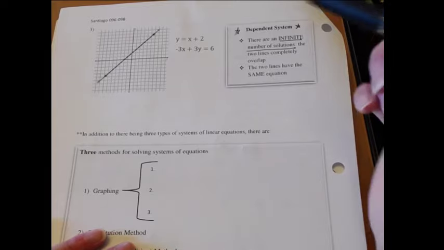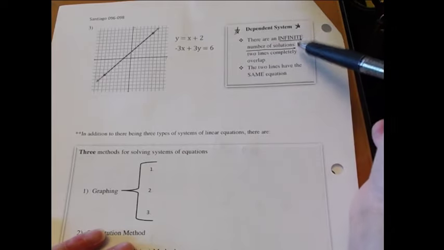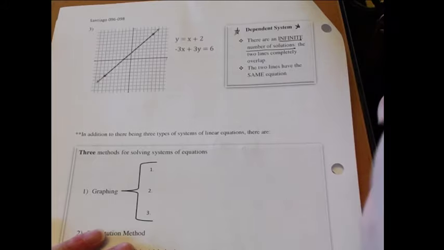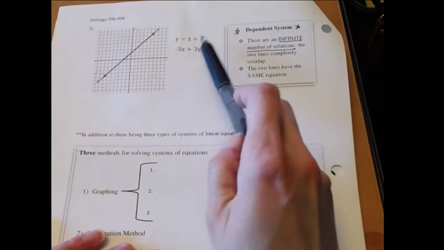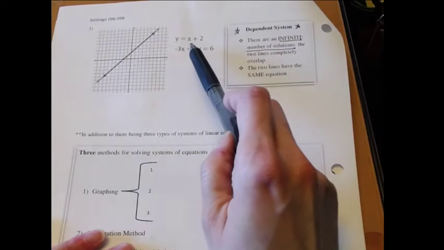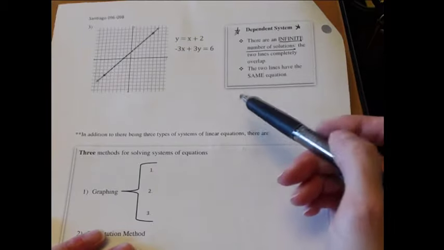Okay? By looking at the equations, you know that there will be an infinite number of solutions if the two lines are the same equation. Now, you're looking at this system, y equals x plus 2, and negative 3x plus 3y equals 6, and you're probably thinking, those aren't the same. Well, let me prove that to you.